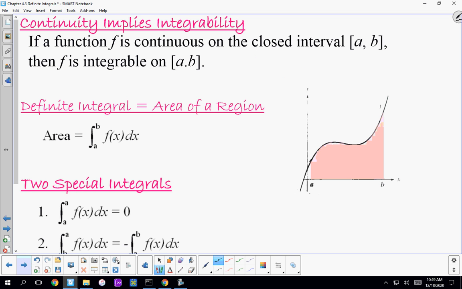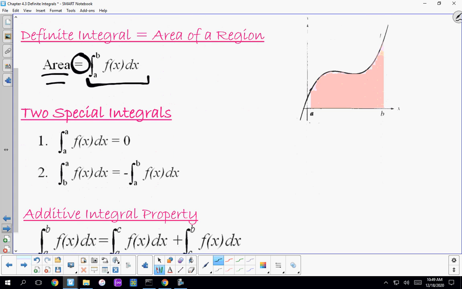Continuity implies integrability. I really don't see this tested on the AP test, but this is similar to differentiation. If it's continuous, then we know it has to be able to be integrated. And again, this definite integral is equal to the area under a curve. It's not an estimate anymore. A Riemann sum is an estimate.